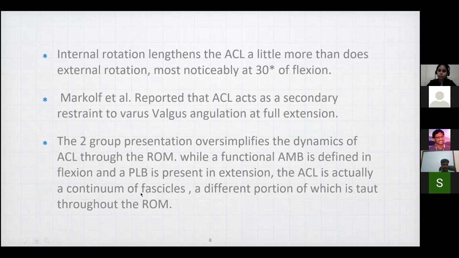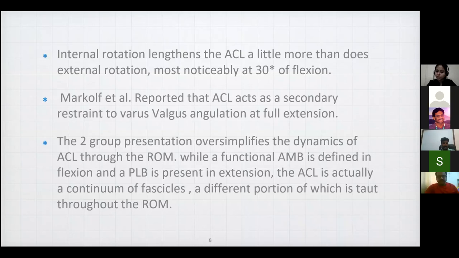Markov et al. reported that the ACL acts as a secondary restraint to varus-valgus angulation at full extension. The two-bundle presentation simplifies the dynamics of the ACL through the range of motion. While a functional AMB is defined in flexion, a PLB is present in extension. So we can see the continuum of the action of the ACL. The ACL is actually a continuum of fascicles, a different portion of which is taut throughout the range of motion.